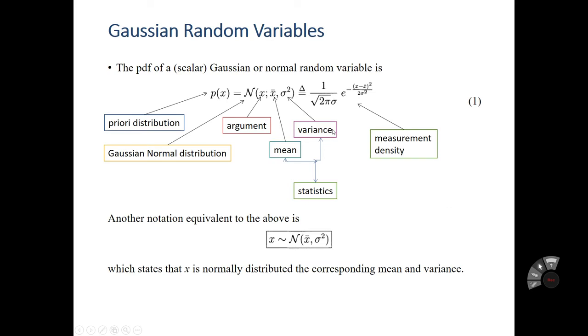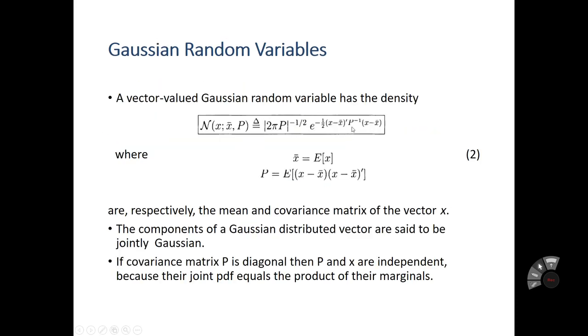1 over 2, like this, 1 over 2, and into the transpose of the difference between the given argument and the mean, and the transpose of the mean and given argument, into the inverse of the covariance, into the difference of the mean and the argument x. So this is the formula for the vector valued case.